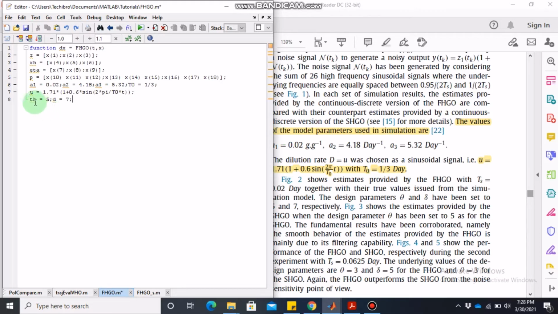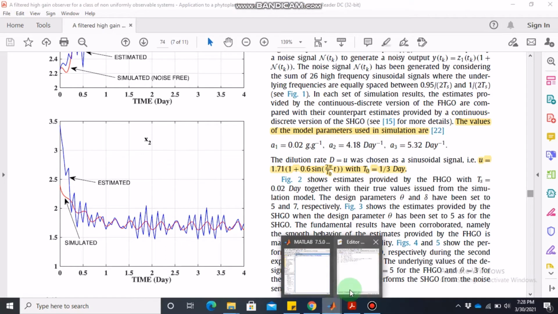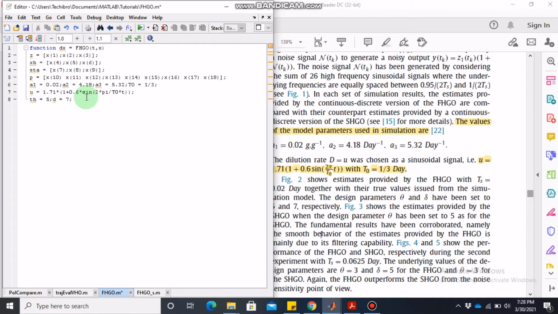and then we have the values of theta and delta. So the values of theta and delta are given. Here somewhere theta and delta are used to be 5 and 7. In some cases theta and delta are used to be 3 and 5. Well, once you learn how to write the code for the system, you can play around with the values of theta and delta and figure out by yourself what the best values of theta and delta are. I have used the values 5 and 7 in this code that I have written.